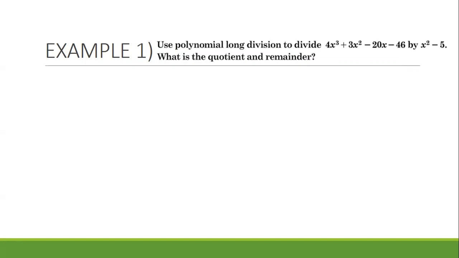So example 1, we're going to use polynomial long division to divide 4x cubed plus 3x squared minus 20x minus 46 by x squared minus 5.